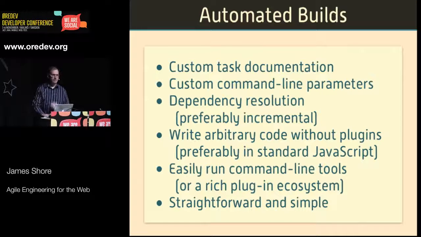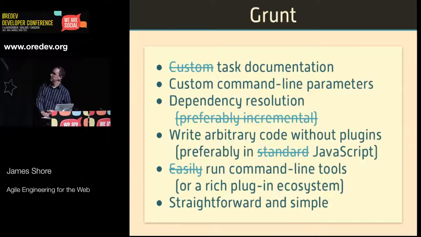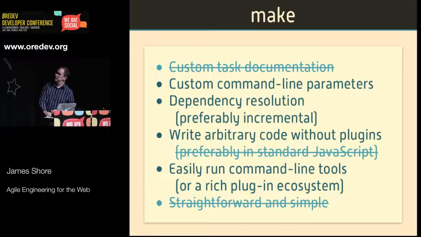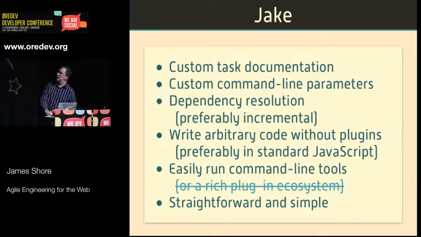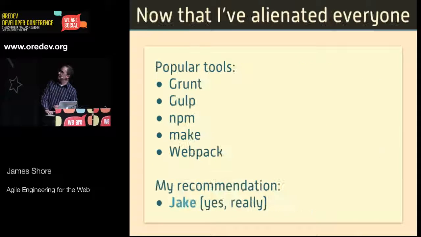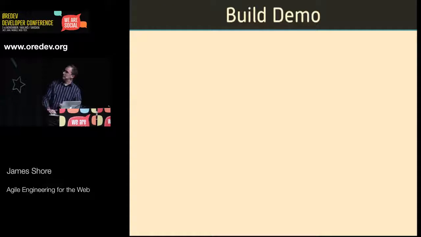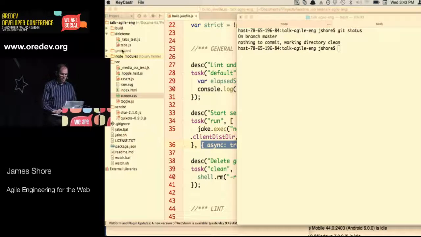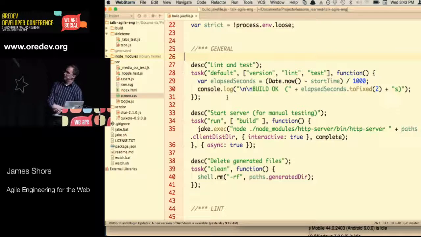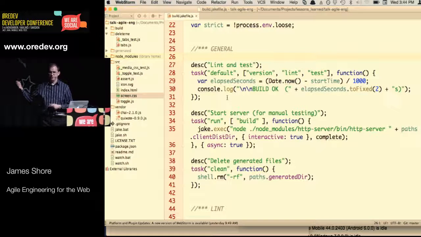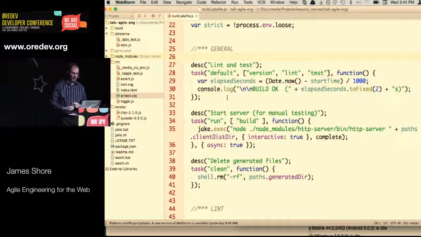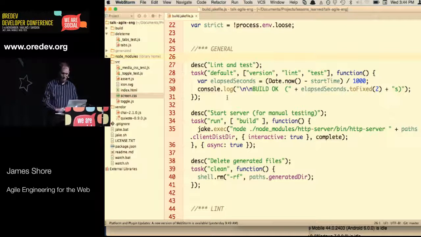So automated builds. This is what I think is important for automated builds. These are the popular tools. Most of them suck. All right, Jake is the one I like. So yes, I like Jake. So here is an example of Jake running the build. You're welcome to use whatever tools you like, but according to my criteria, which I just zoomed past, this is the best one that I'm aware of.